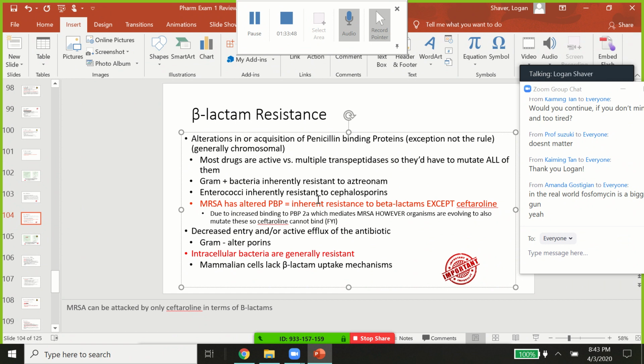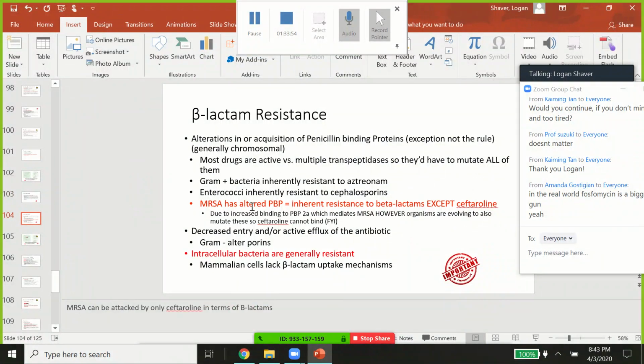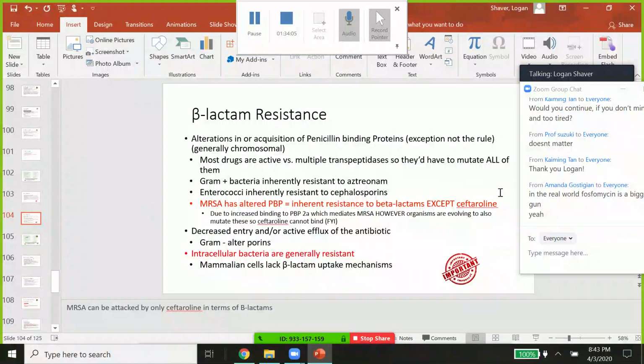So it's a different resistance than these other ones that they mentioned. It has an altered penicillin binding protein, so therefore it gives you inherent resistance except to ceftaroline. I guess that's how you say it. Ceftaroline. So MRSA is not resistant to that. Make sure you know that. And also, of course, just regular old vanc. You always want to give vanc for MRSA. My bad. All right. Intracellular bacteria are generally resistant as well. So that's just something else to note.